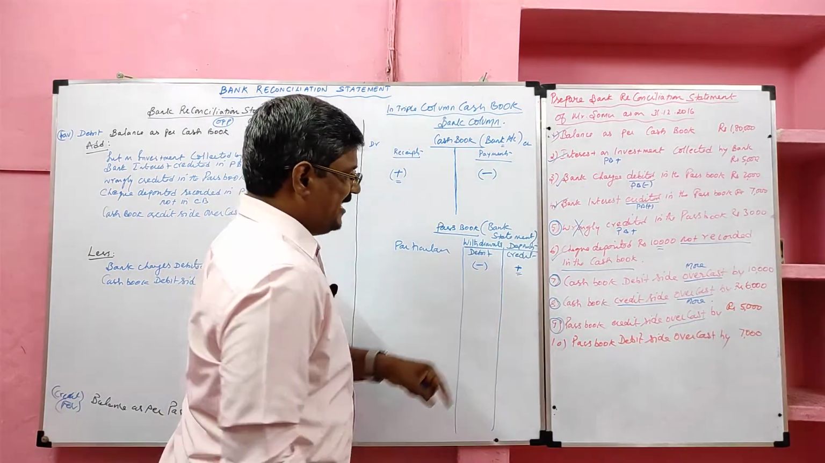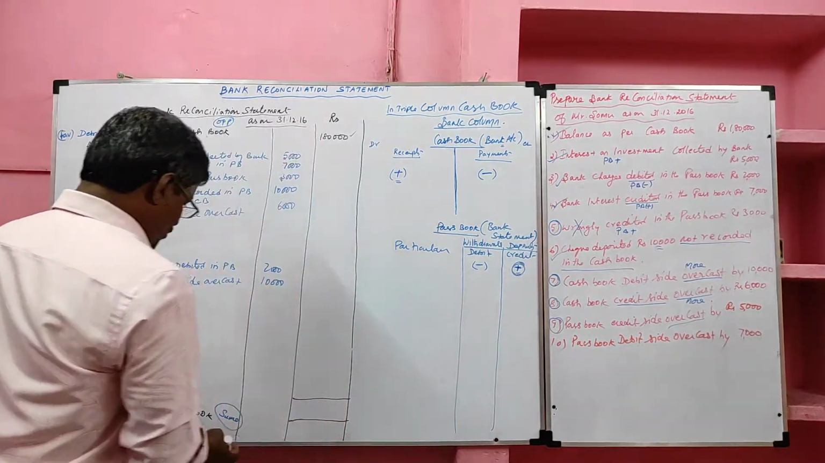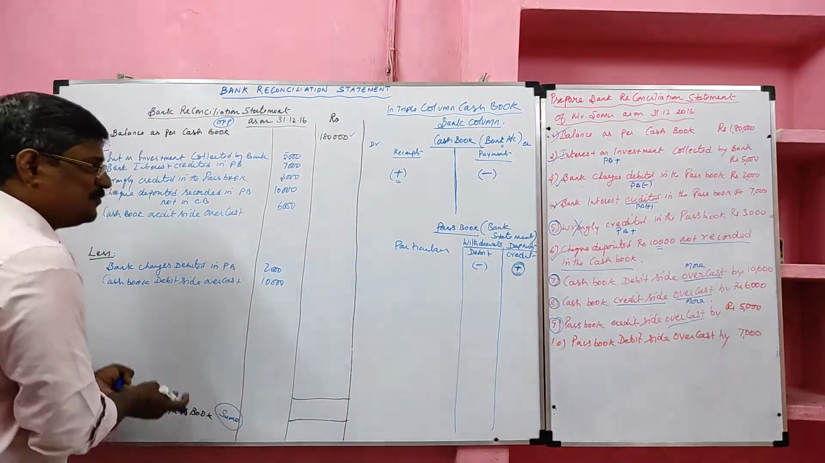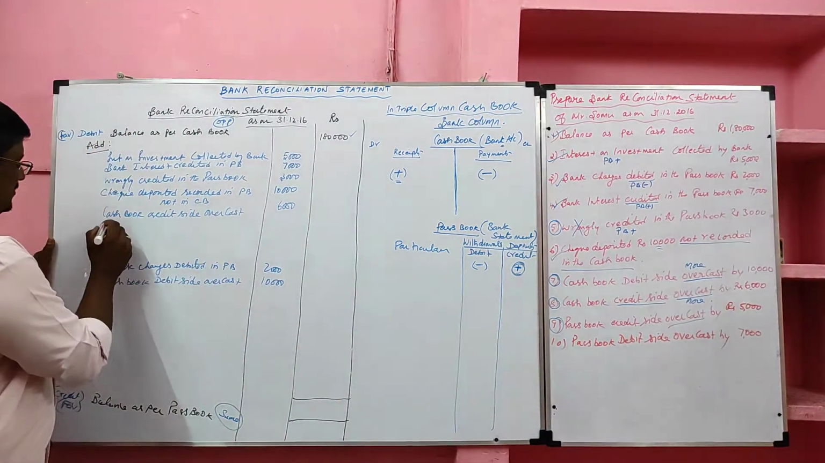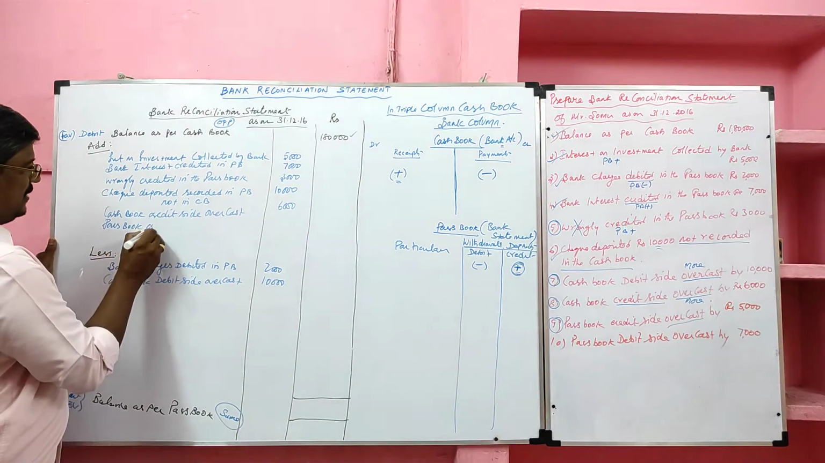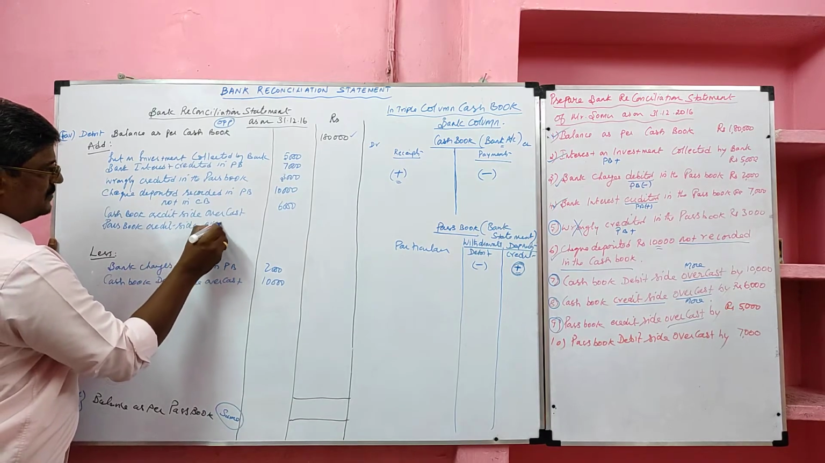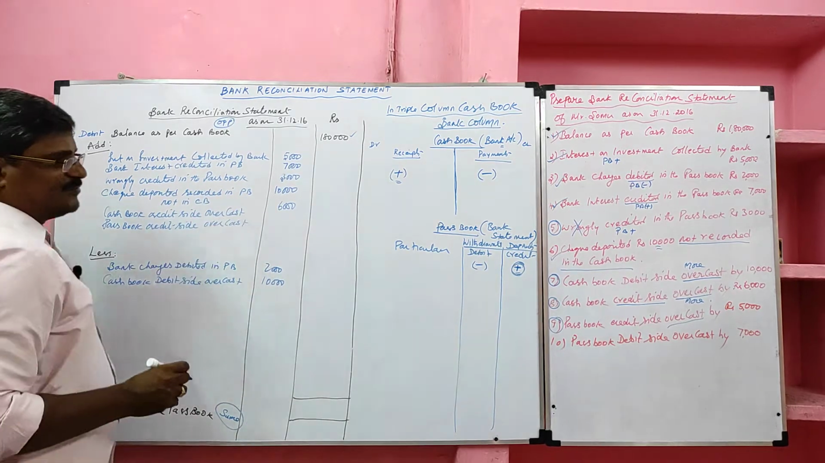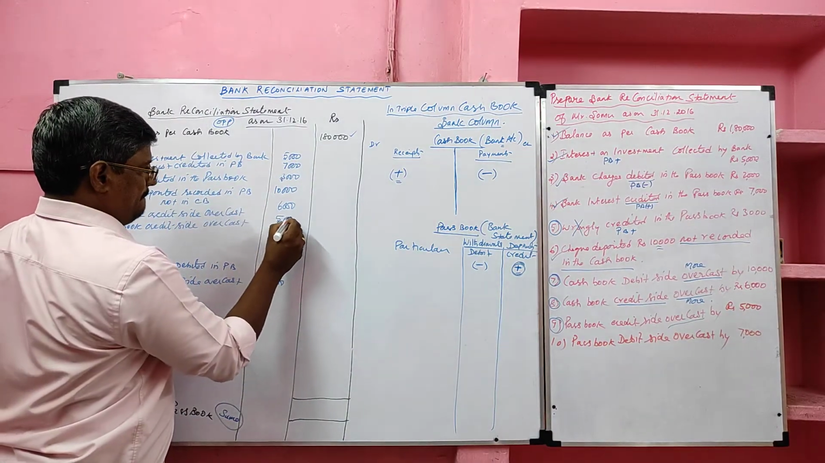Next, ninth one, passbook credit side overcast. What they did, it was added. So what we have to do, what they did in the passbook, we have to do the same thing. We have to add. Passbook credit side overcast, how much? 5,000 rupees.